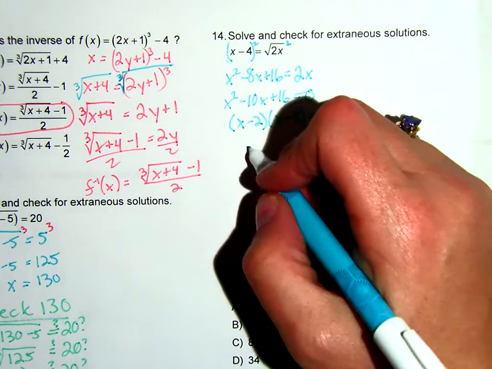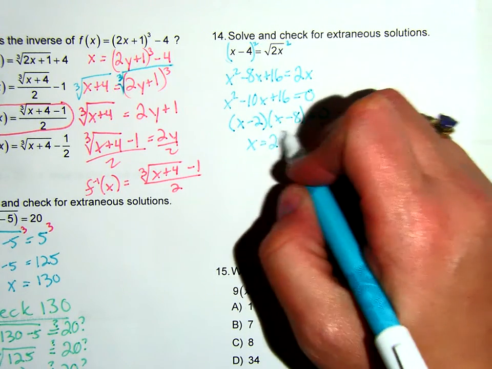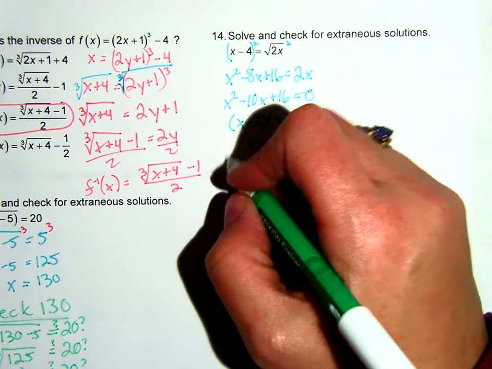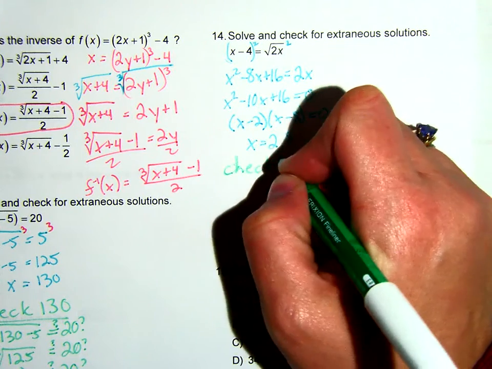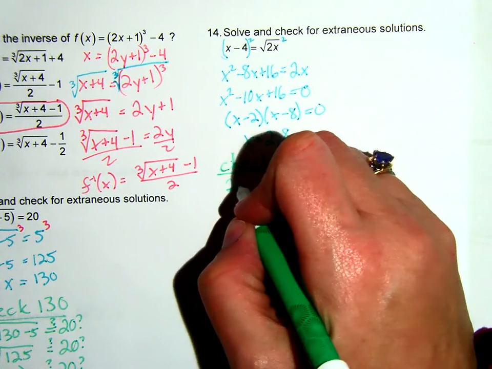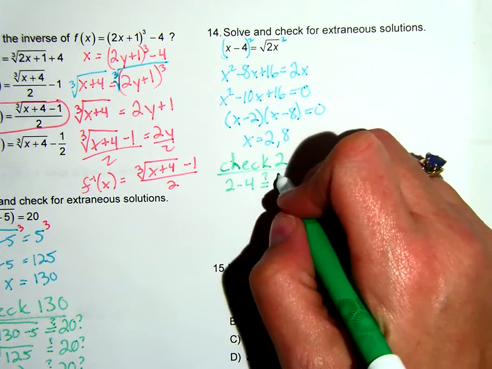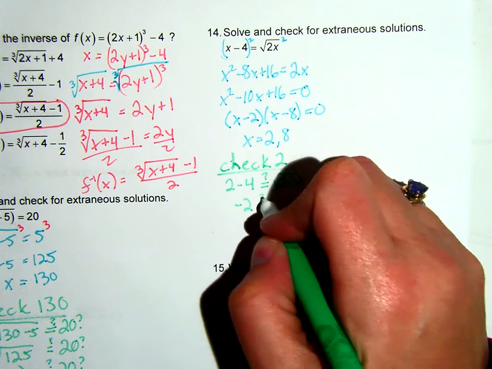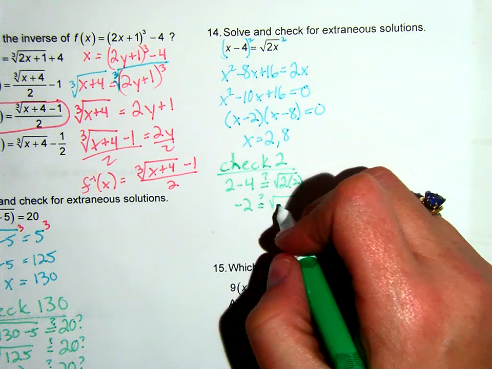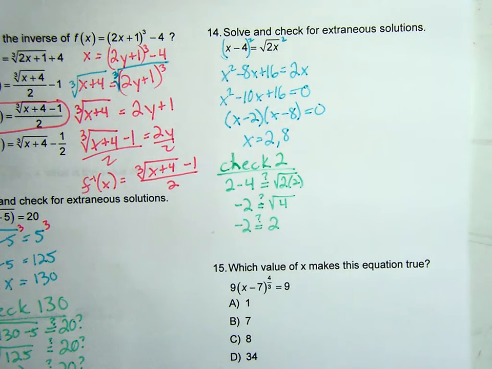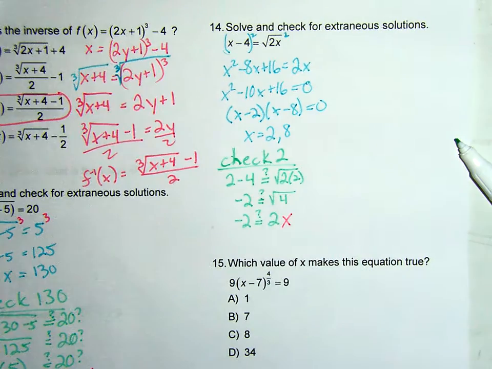Setting this factor equal to 0, we get 2. Setting this factor equal to 0, we get 8. So now we have 2 solutions to check. So first, checking if 2 is an actual solution, take our 2 and plug it back in the original. So we have 2 minus 4. Does that equal the square root of 2 times 2? 2 minus 4 is negative 2. The square root, 2 times 2 is 4. So negative 2, does that equal 2? Which hopefully everyone agrees, negative 2 does not equal 2.